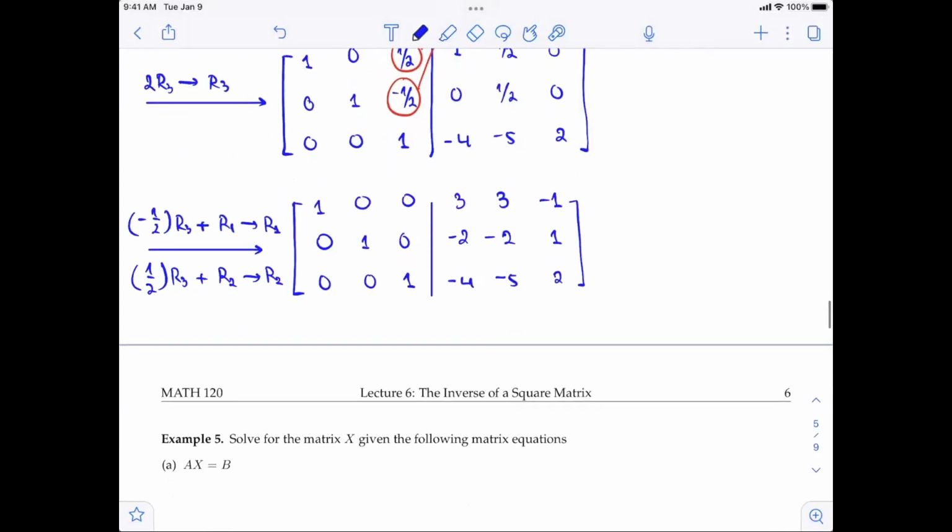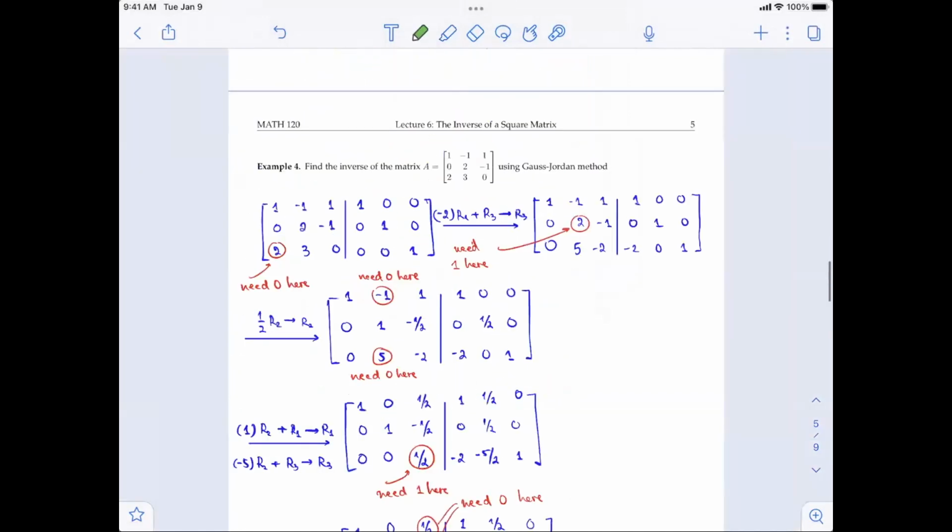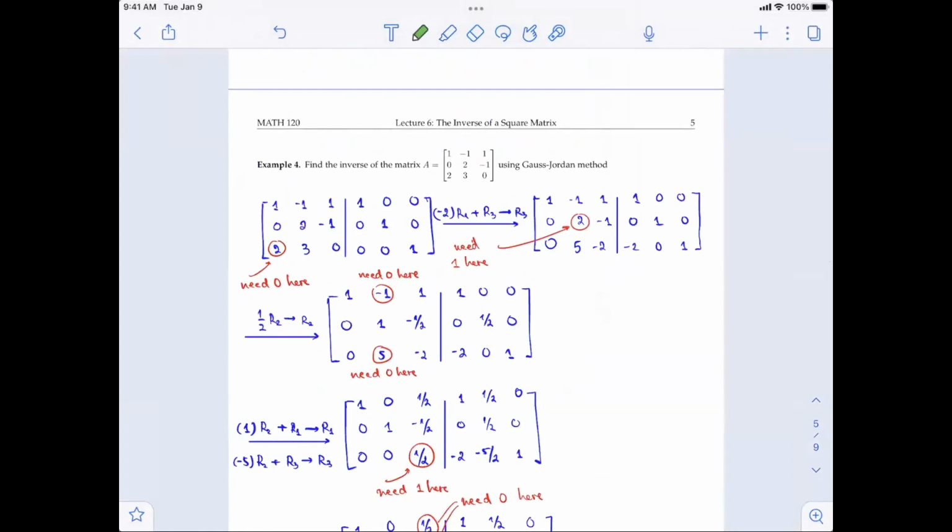Right. So at this point, we obtain on the left hand side of the vertical line a 3 by 3 identity matrix, and on the right hand side of the vertical line is some matrix, and that matrix is the inverse of A. So that is the particular procedure that you need to follow to obtain the inverse of a 3 by 3 matrix using the Gauss-Jordan elimination method.